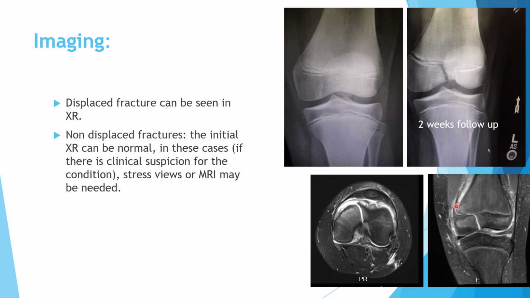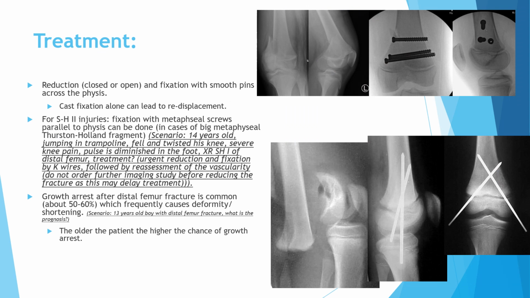It's a type 3, so it goes through the growth plate here and then goes inside. So it's a type 3 Salter-Harris, and the x-ray that was taken 2 weeks post-op shows the injury and shows the healing here. Imaging in the distal femur physeal injury can be negative in the beginning. So if you have a high suspicion, you can either order an MRI or get a stress view. The fixation method for the Salter-Harris injury depends on the type of the injury.